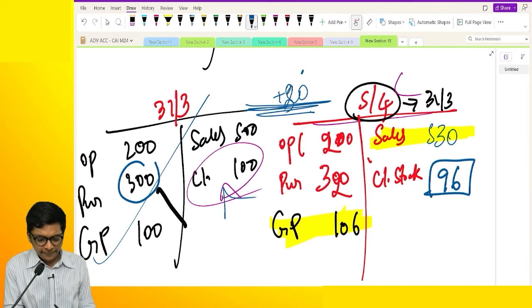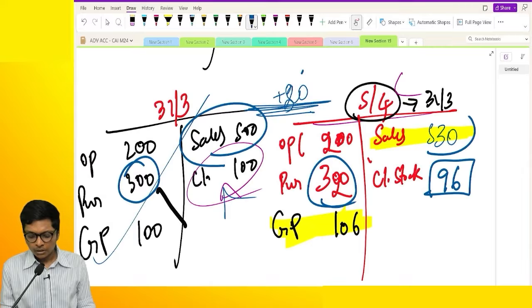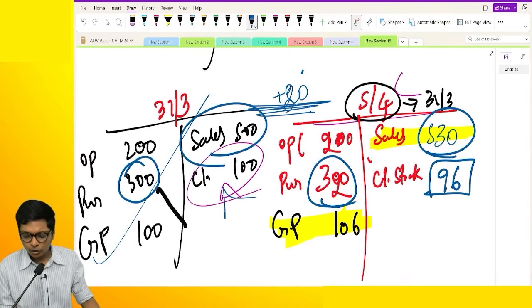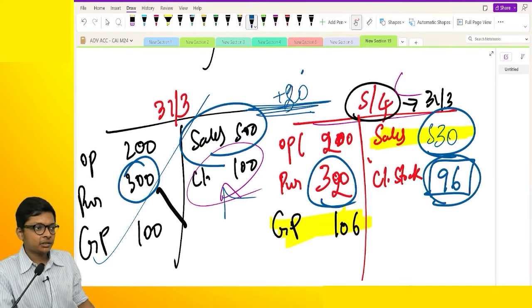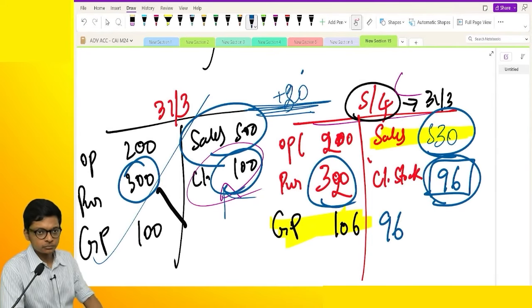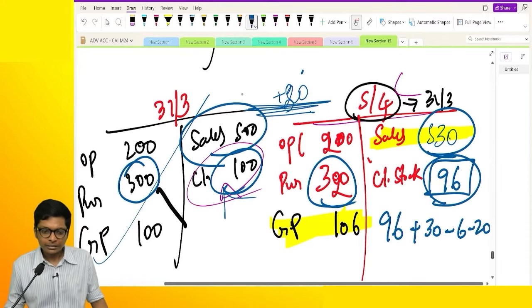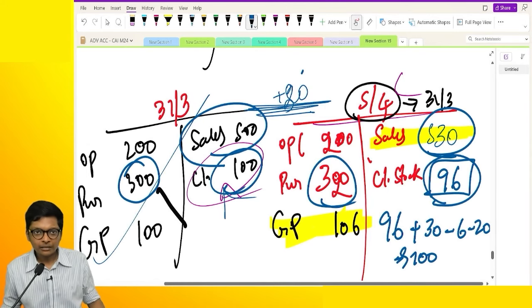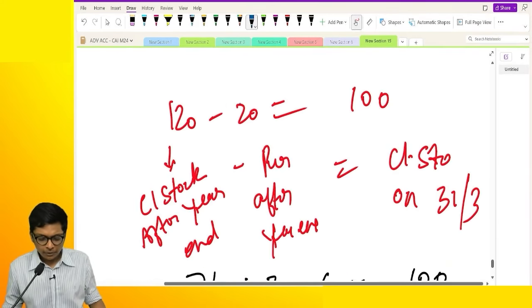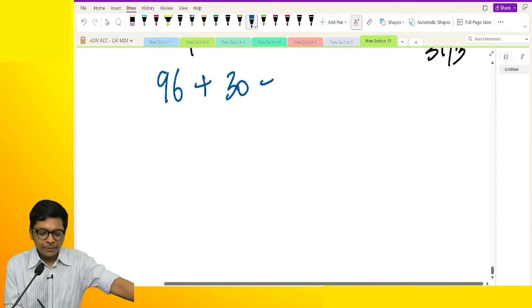Are you following? Now what is the change for 96? Purchase from 300 became 320. Sales from 500 became 530. Correct? So we have a closing stock of 96. How to find 100 from 96? 96 plus 30, minus 6, minus 20, correct. How much are you getting? 100. Basically what I am doing, look at this. What you did? 96 plus, minus.